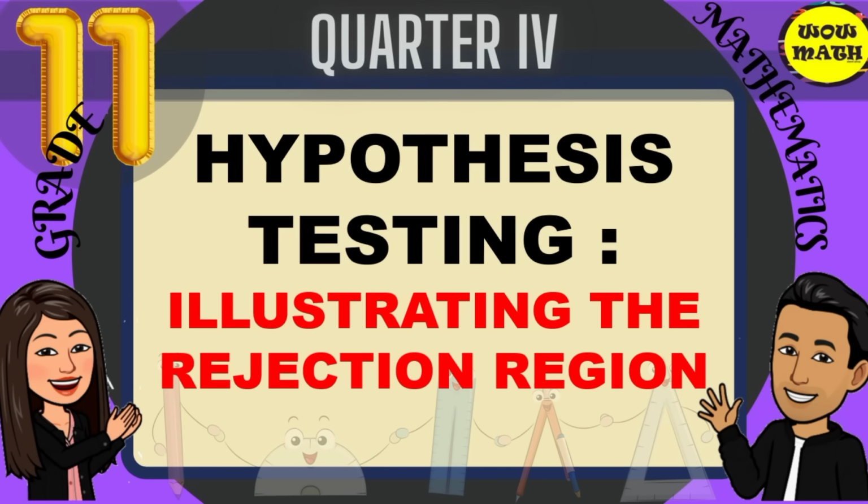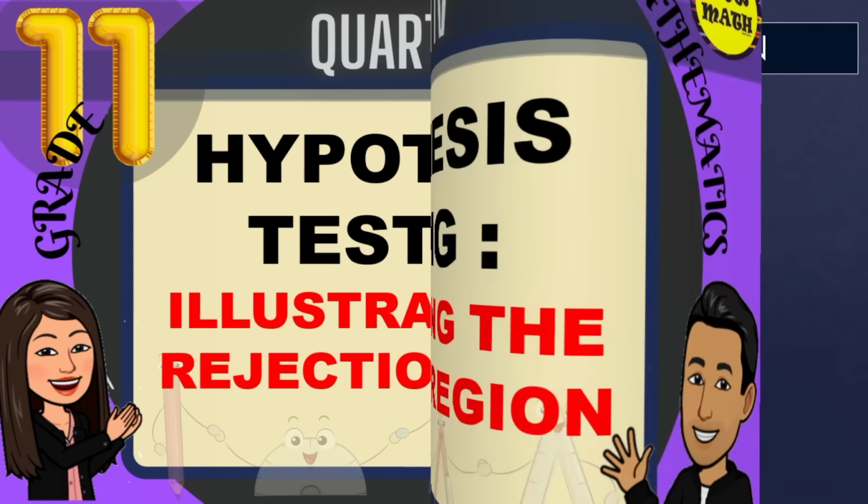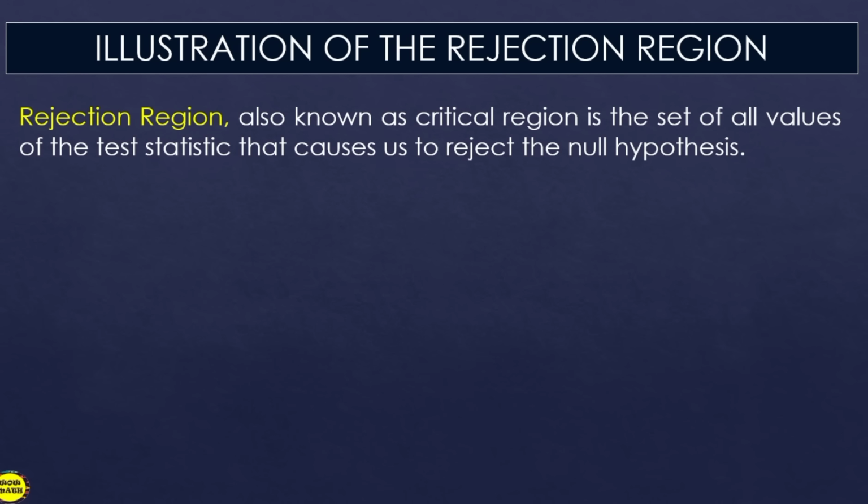Hello mga kawamat, sa video lesson na to, i-discuss natin how to illustrate the rejection region. Rejection region, also known as the critical region, is the set of all values of the test statistic that causes us to reject the null hypothesis. So again, tandaan natin na yung rejection region natin, tinatawag din nating critical region.